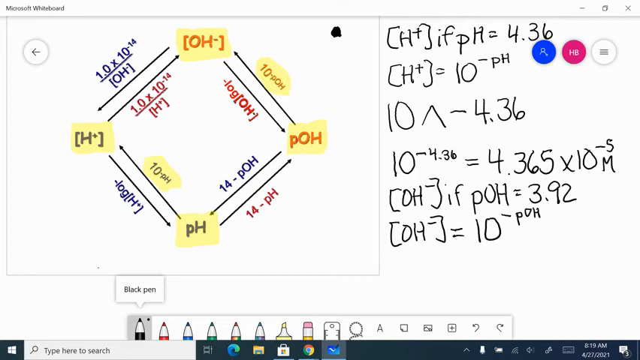So in my calculator, I'm going to do shift or second key. Then I'm going to hit the log button and it's going to say 10. And I'm going to type in negative 3.92. And when I press enter, it's going to give me the concentration of OH minus, which is 1.20 times 10 to the minus 4.